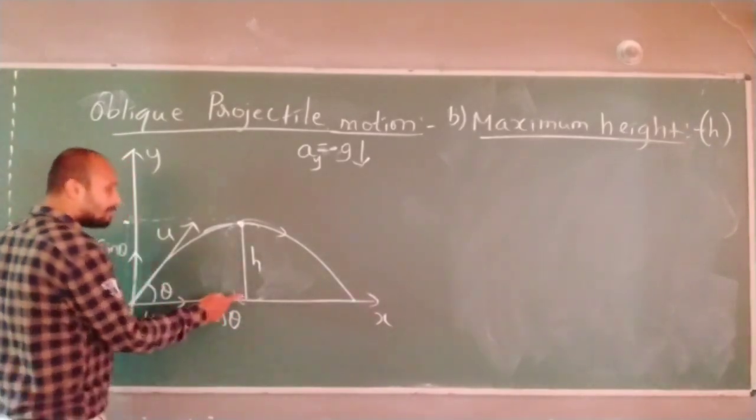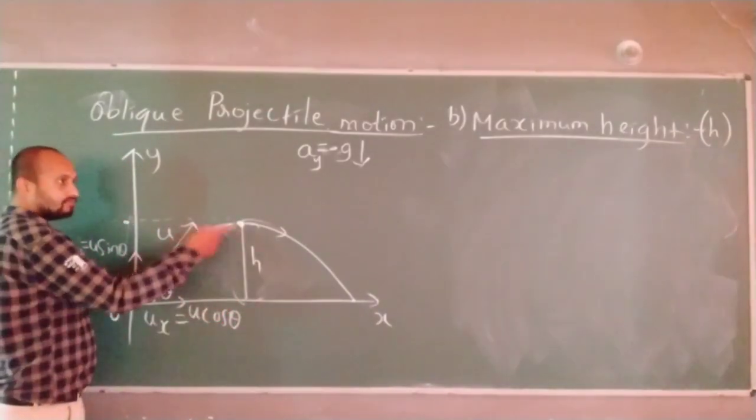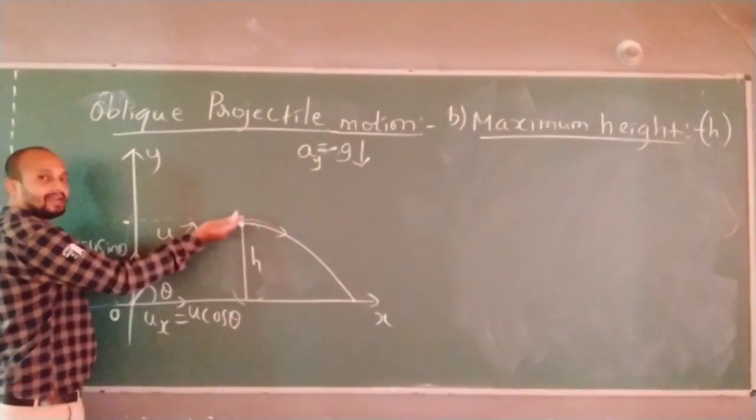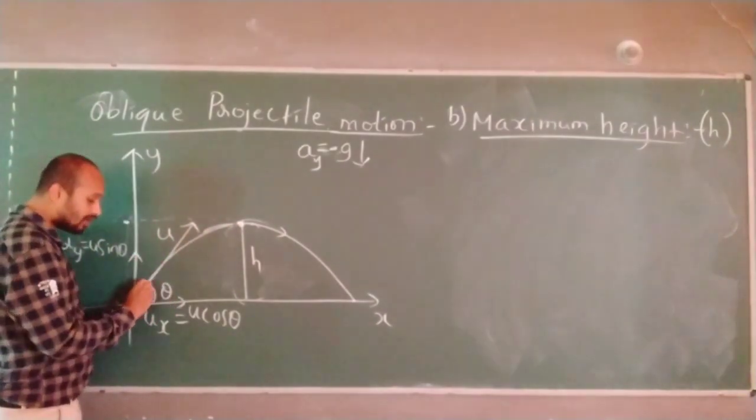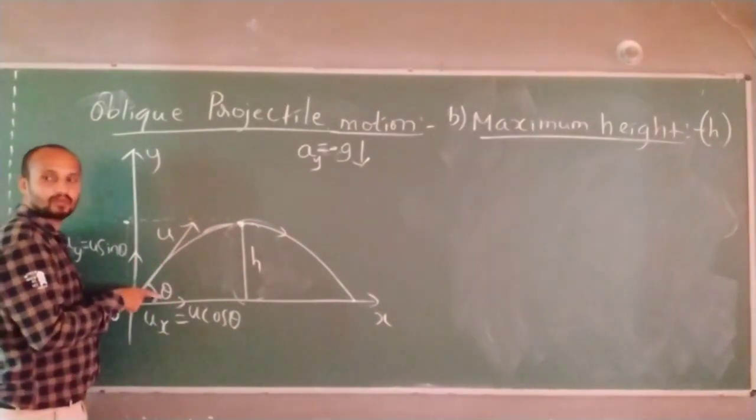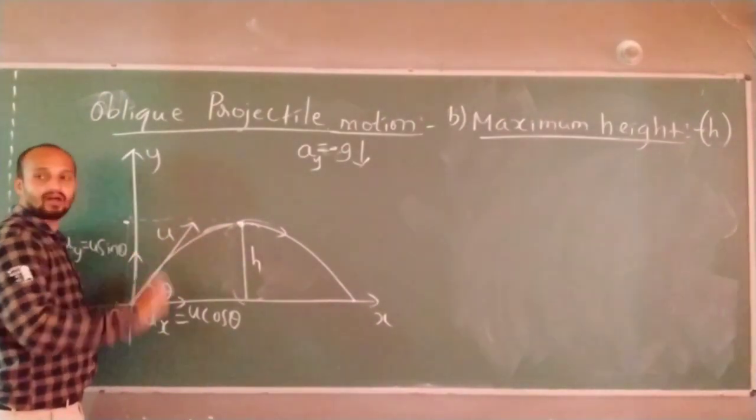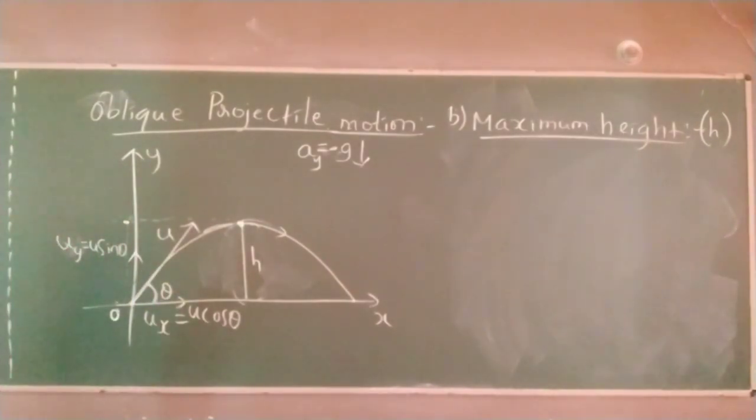The maximum height reached by the particle. If you throw a stone with angle theta, that is the angle of projection, and initial velocity of projection u, how do we find it?